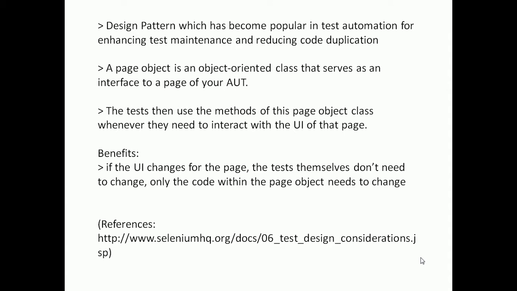A page object is an object oriented class that serves as an interface to a page of your AUT. Now you might be wondering what interfaces are. Interfaces are the face of your application. They show what functions or methods are there in your application and do not expose the implementation of that method. These tests then use the methods of this page object class whenever they need to interact with the UI of that page.